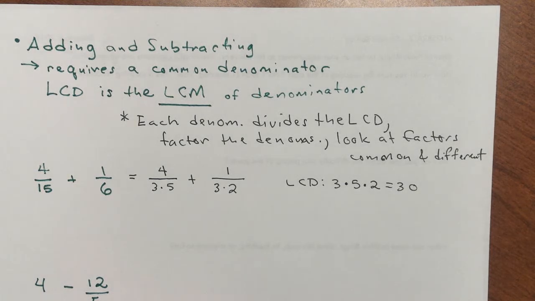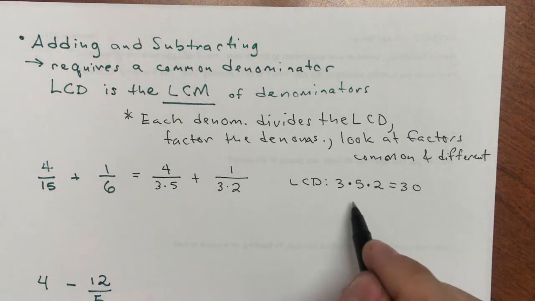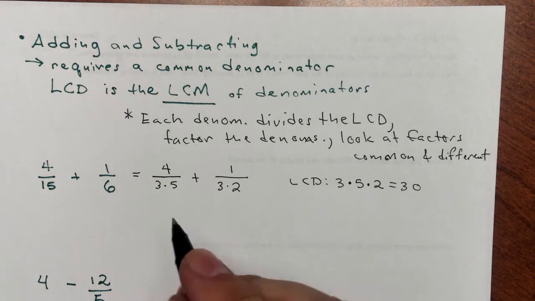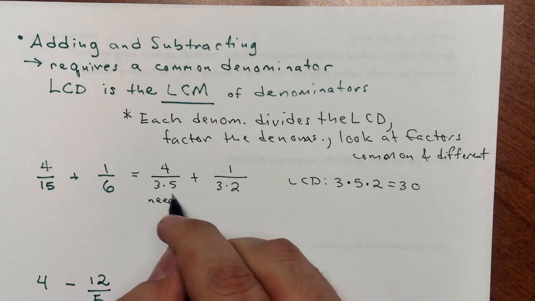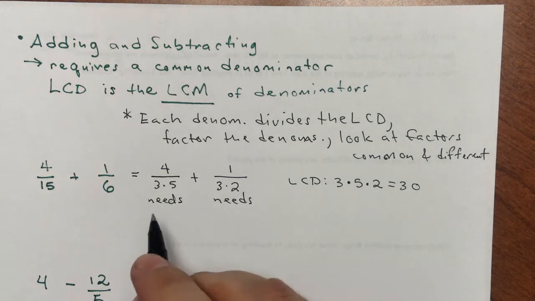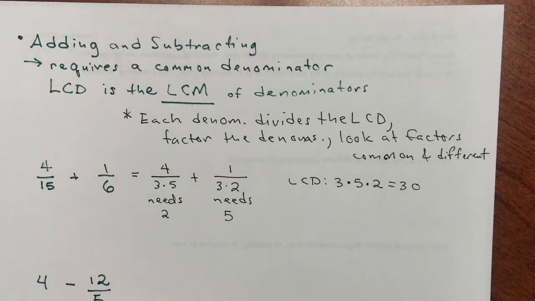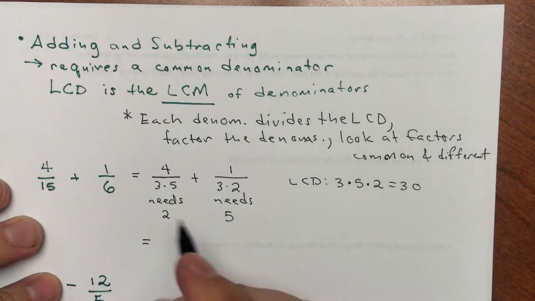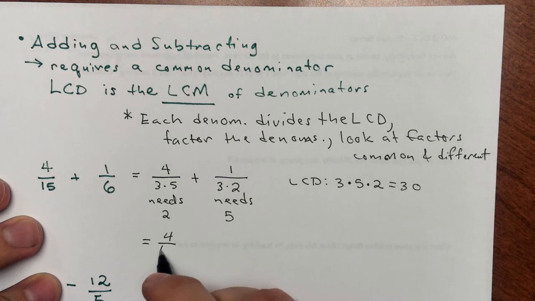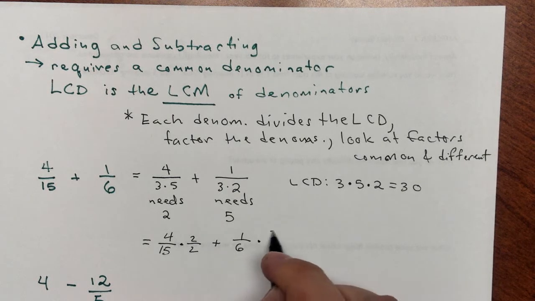So rather than saying, how do I change this to 30, think of it in terms of: if my least common denominator is 30, 3 times 5 times 2, what factor is needed to change each of these to that common denominator? So for 3 times 5, I additionally need a 2. For 3 times 2, I additionally need a 5. To convert, 4/15 times 2 over 2. I'm multiplying by 1, which will give me an equivalent value. 1/6, I'm going to multiply by 5 over 5.